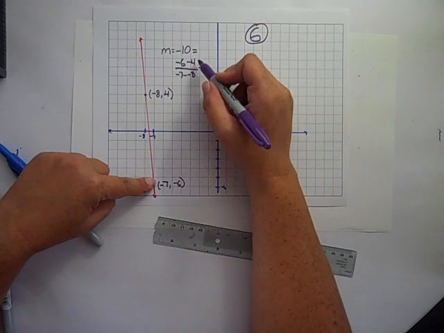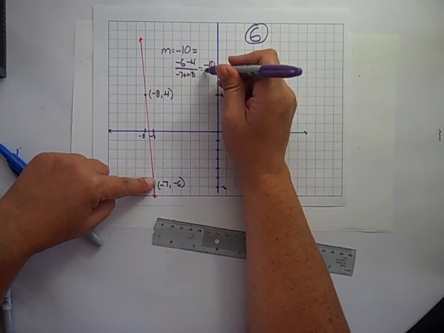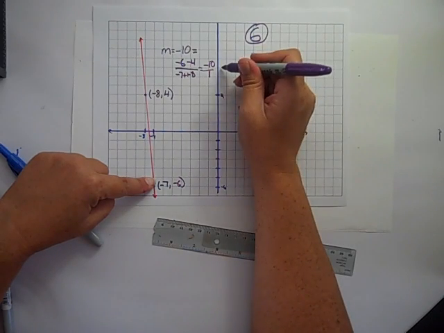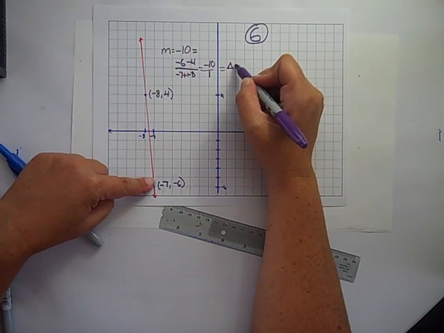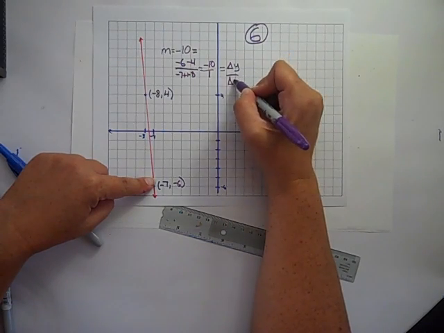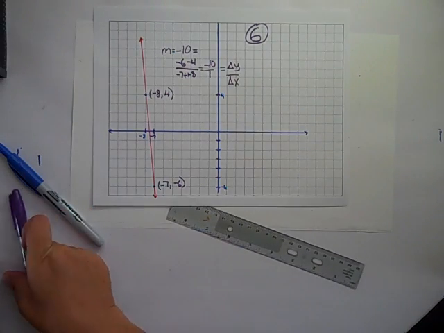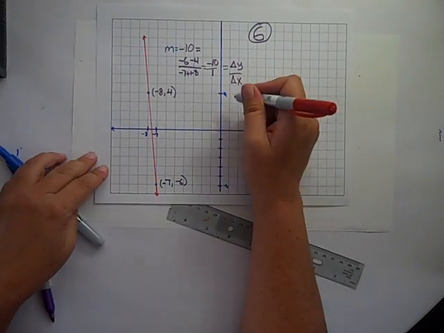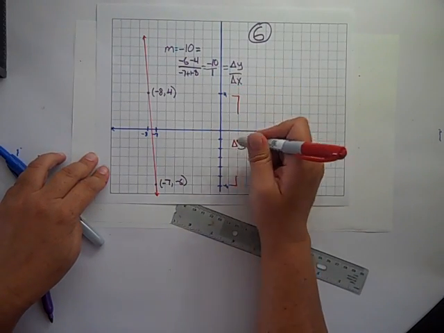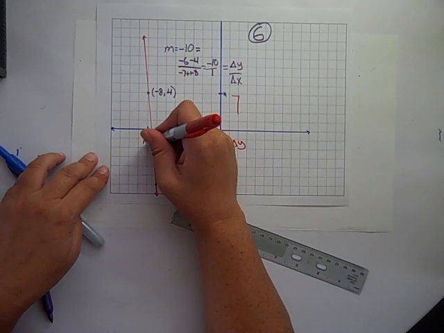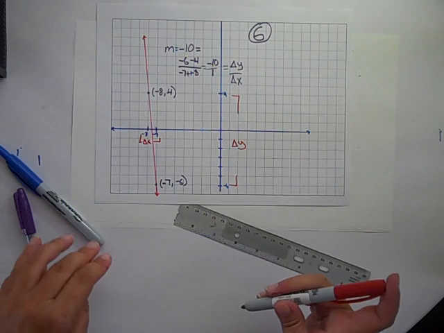The top becomes -6 minus 4, which is -10. The bottom, you're going to change over 1. So that's -10 over 1. That's the change in y over the change in x. And we should mark those. Here's the change in y. And here's the change in x. From -8 to -7.